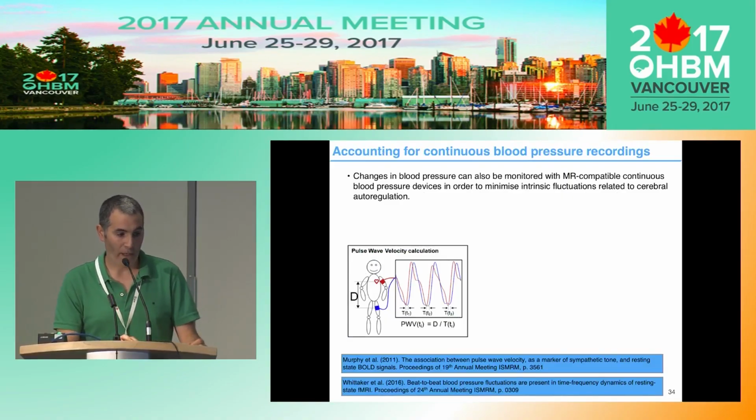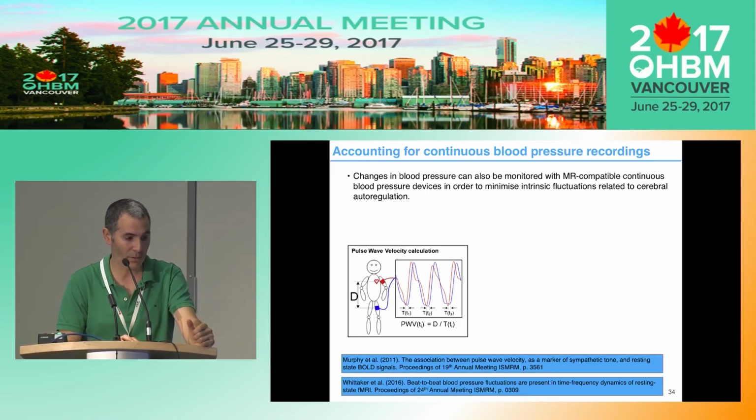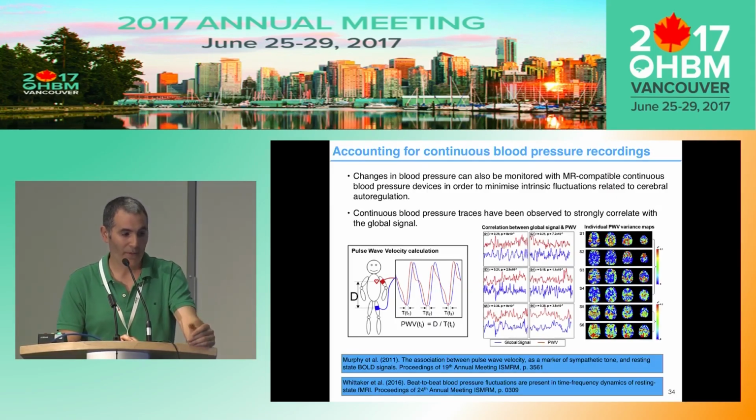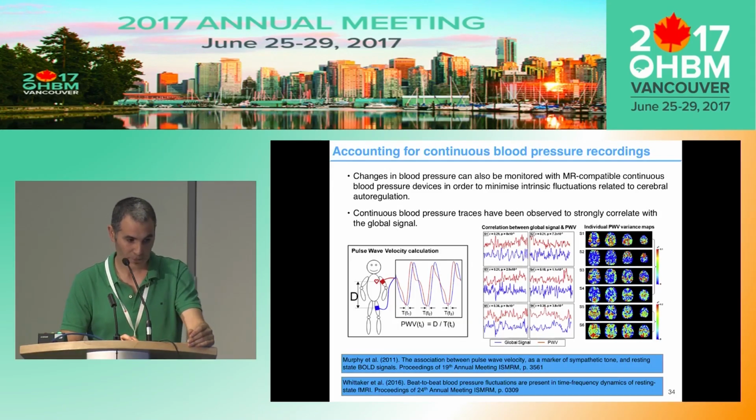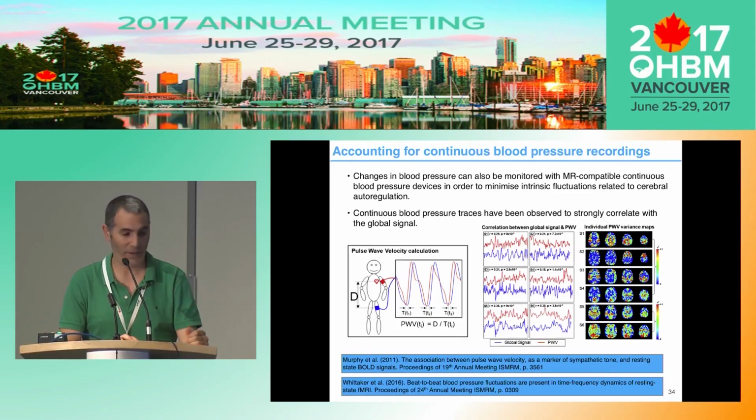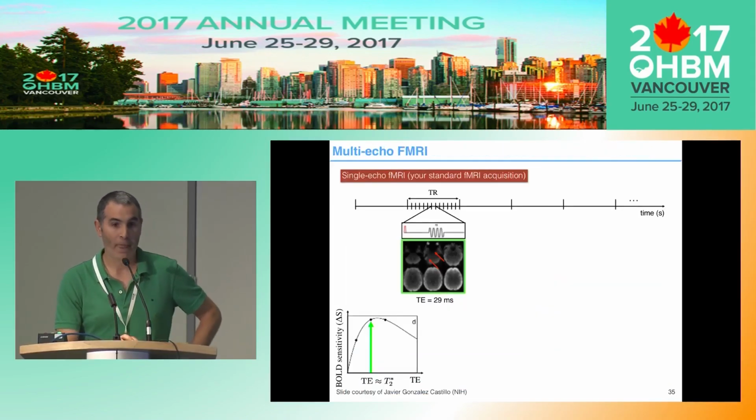And also, if you have the opportunity, you can actually measure changes in the blood pressure with an MR-compatible continuous blood pressure device in order to minimize intrinsic fluctuations related to cerebral autoregulation. And it turns out that the continuous blood pressure traces have been observed to strongly correlate with the global signal. So it seems that changes in blood pressure account for a lot of variability in the data.